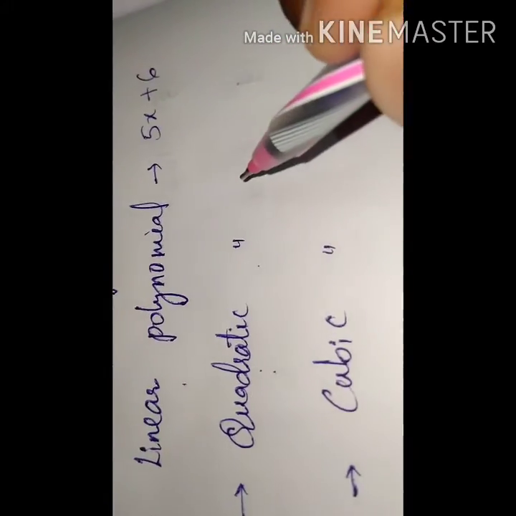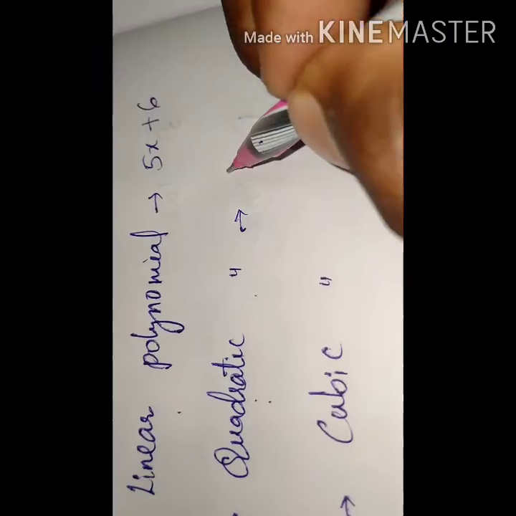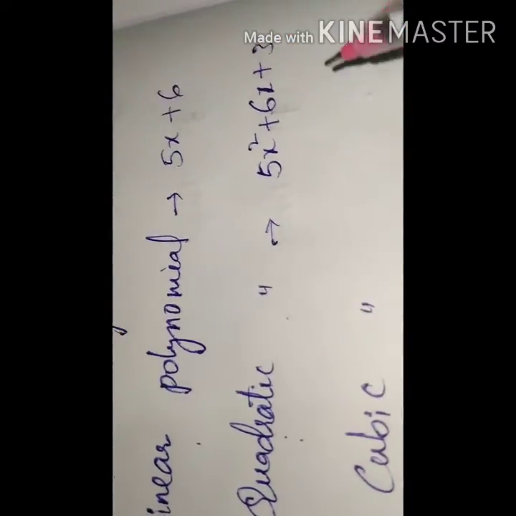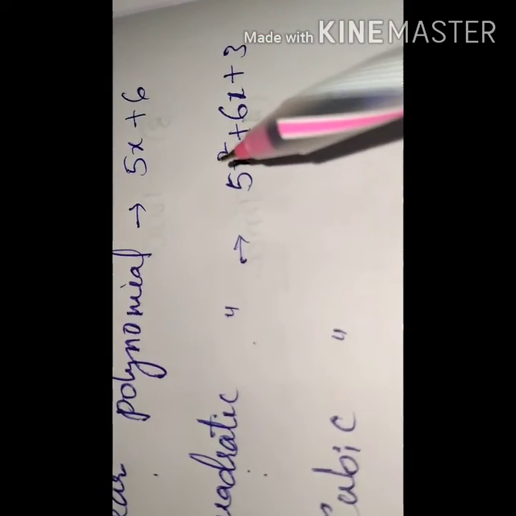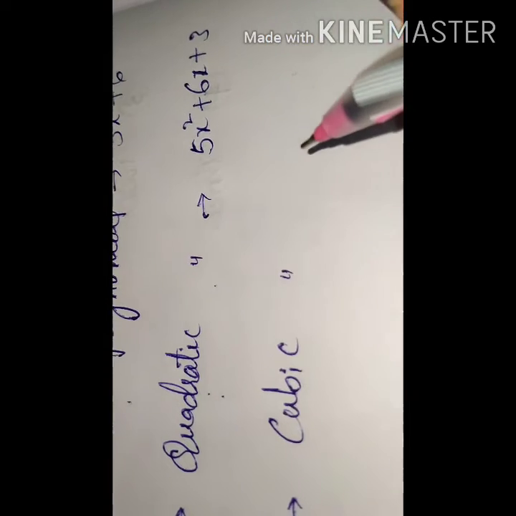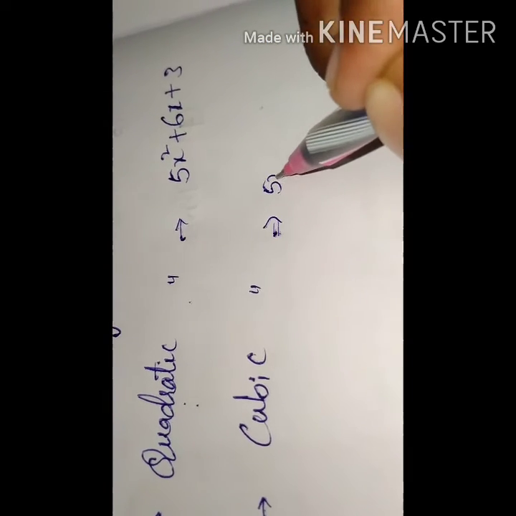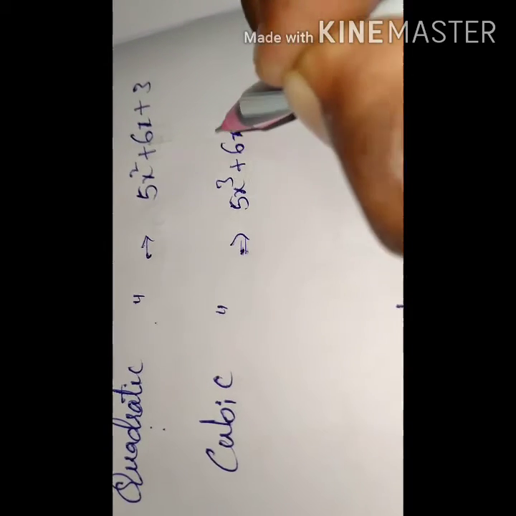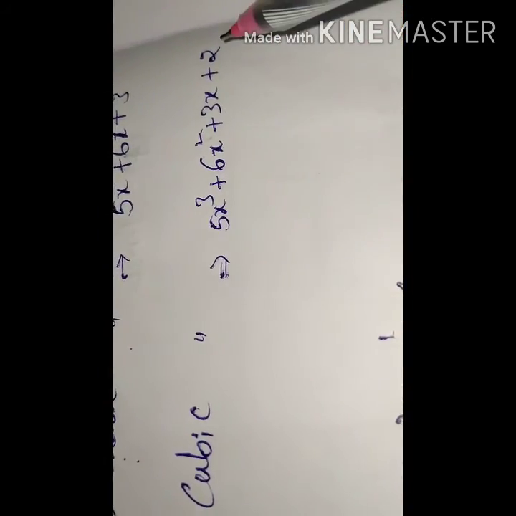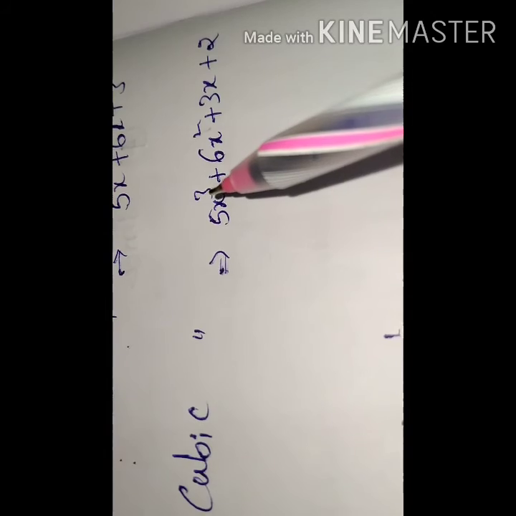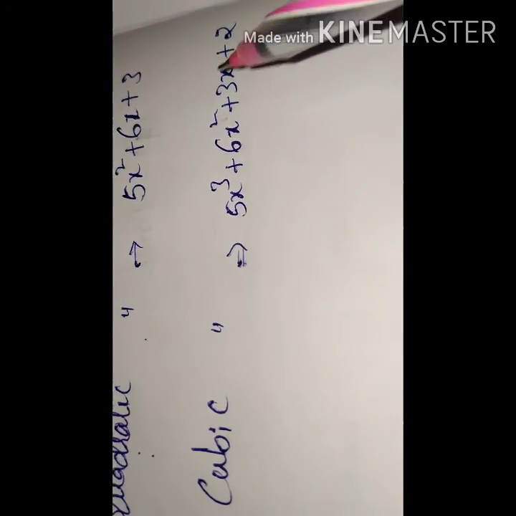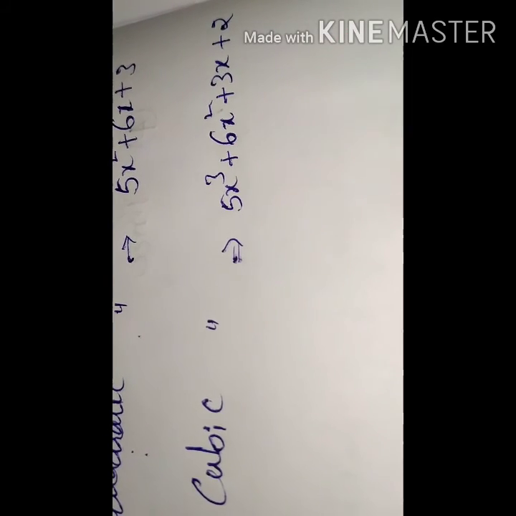So quadratic polynomial. 5x square plus 6x plus 3. Here what is the degree? 2. So this can be considered a quadratic polynomial. Now cubic polynomial. 5x cube plus 6x square plus 3x plus 2. This can be considered a cubic polynomial because the degree is 3. Here 3, here 2, here 1. The highest degree is 3. This can be considered a cubic polynomial.